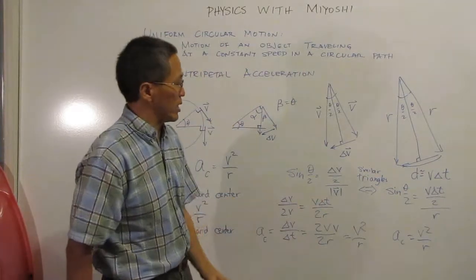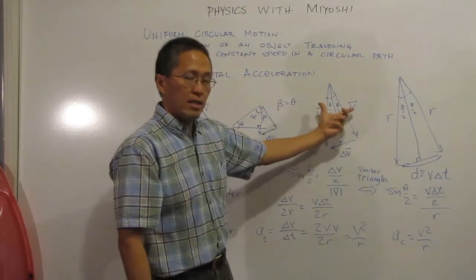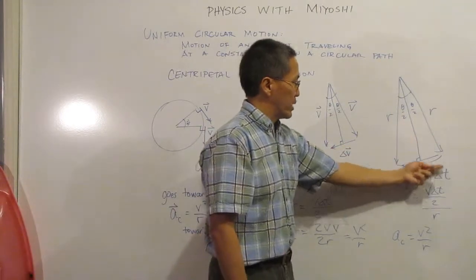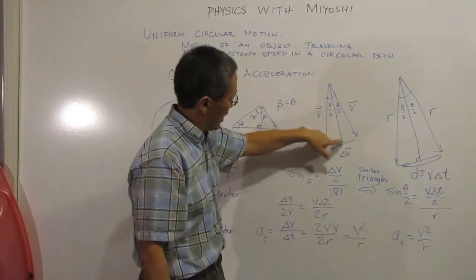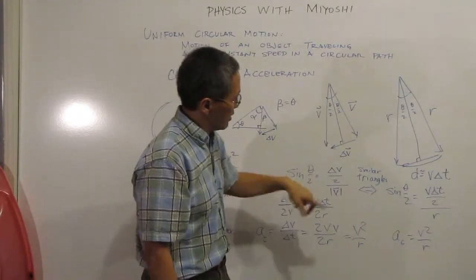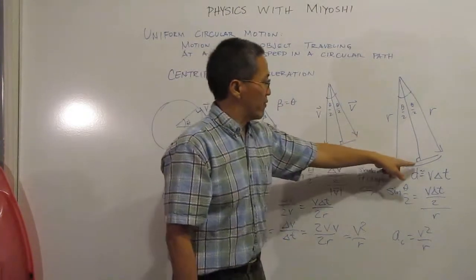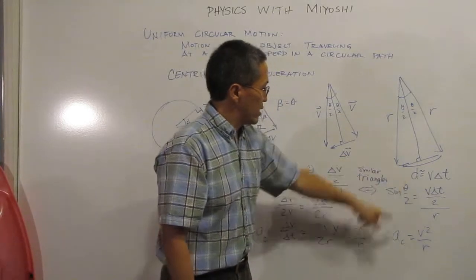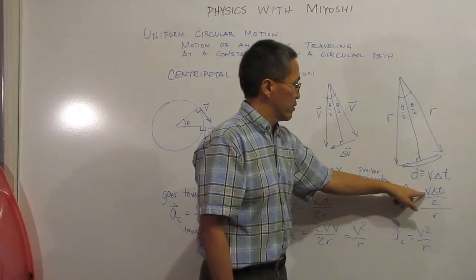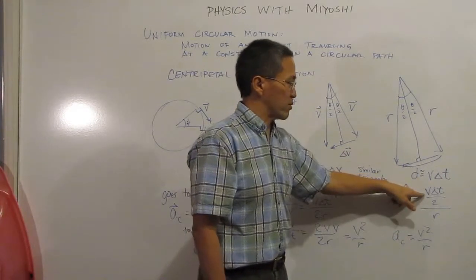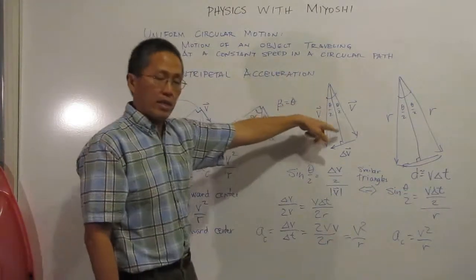So what does all this have to do with each other? Looking at these two triangles, even though one represents the vector and one represents the radius and the distance traveled, I can see that they are similar triangles, and this would be a right triangle over here, and this would be a right triangle over here. If I look at that, the sine of theta over 2 is d over 2 divided by r, which is just v delta t over 2 divided by r.